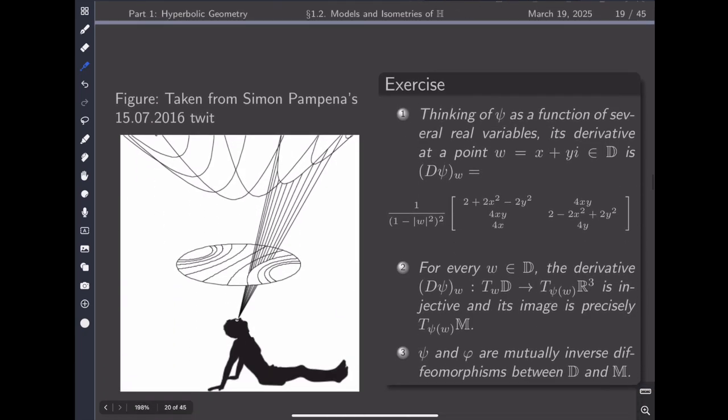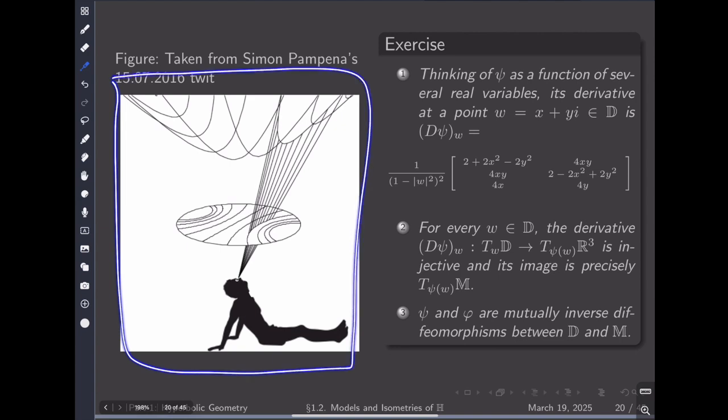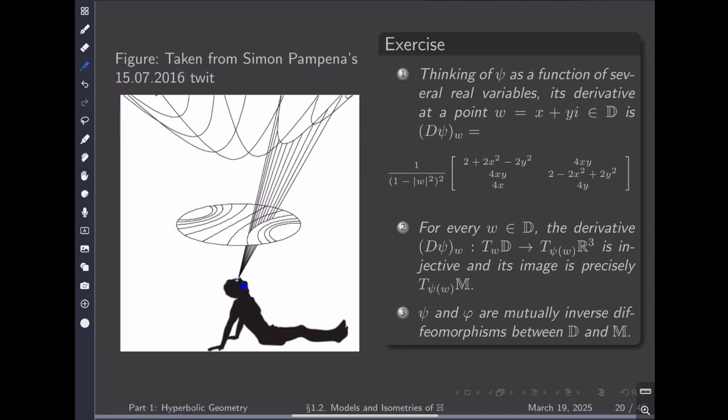Okay. I really like this picture that I found in a tweet, because to me it really gives me the idea that this guy is seeing with hyperbolic eyes. Yeah, but okay.